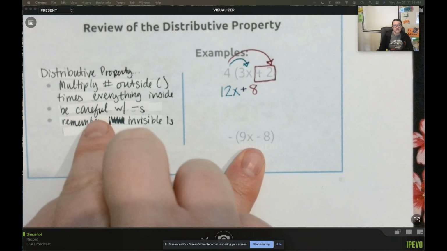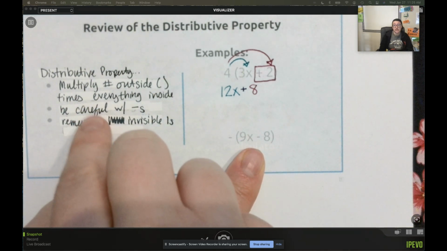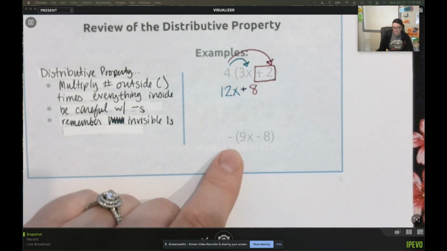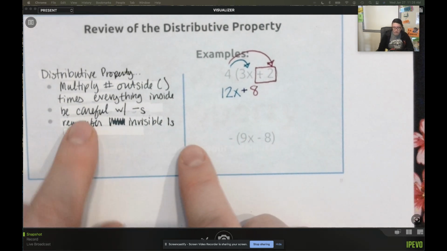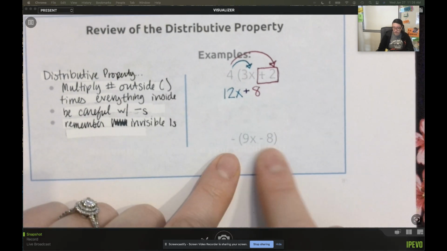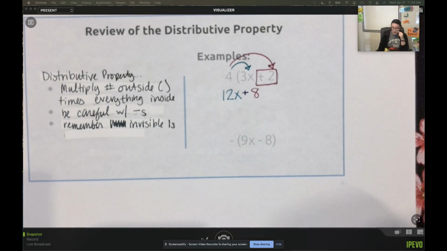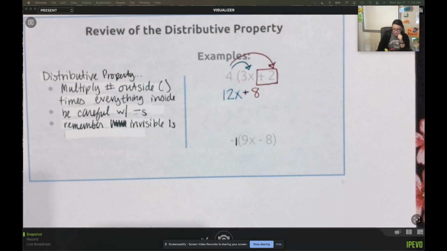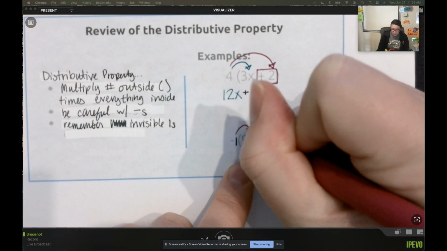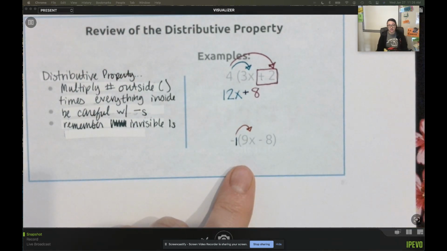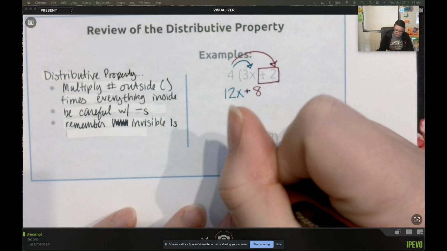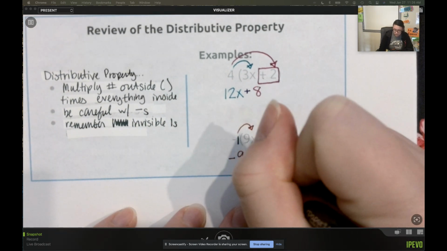This one gets tricky because we have some negatives. We need to be careful with those. We talked earlier about those invisible ones. In this problem, if you ever see just a random negative sign, remember that there's really an invisible 1 there. So that way, when I'm multiplying, I'm doing -1 times 9x. So that would give me a negative 9x.